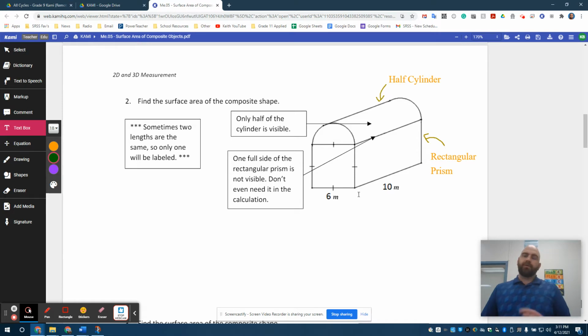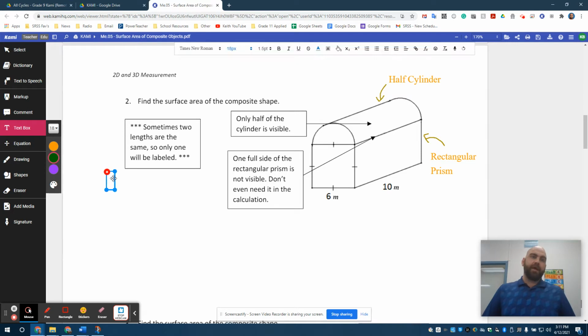Now, other thing to be aware of here, we only have 2 measurements. We have this one right here and we have this length right here, but we know that this length is the same as this length, same as the one on the back. So we don't need to write in that 10 meters everywhere. And the 6 meters, this is a square. You'll notice by these little lines, that represents that all those sides are the same measurement. So they're all 6 meters. That means that this side, this side, this side, and this side are all exactly 6 meters. So that tells us that this piece of our cylinder is also 6 meters.